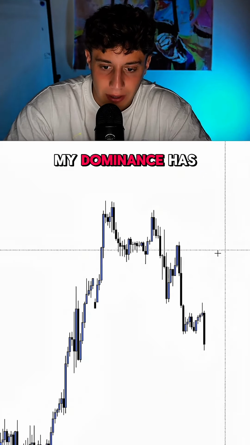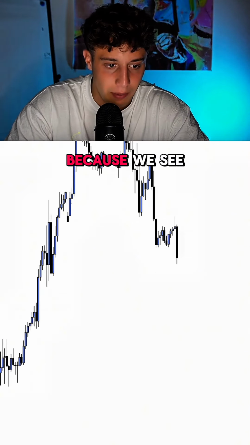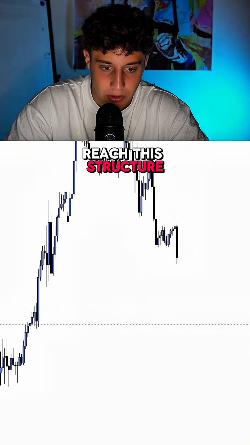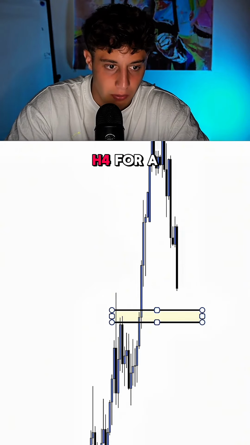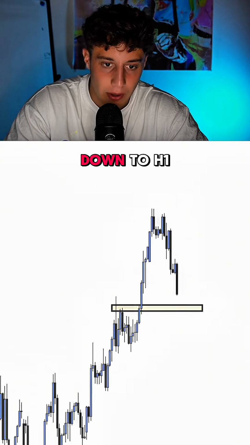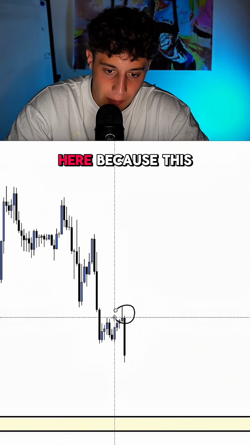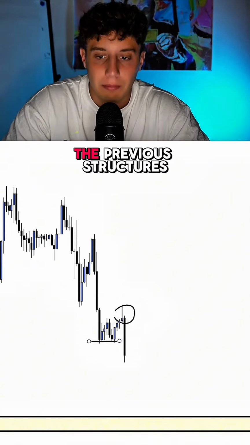First of all, my dominance has turned bearish, right? And here, how could we have entered to catch the retracement? Because we see that the market could at least reach this structure to retest it. If we go back up to H4 for a moment, we can see it better. This was the structure that the market could retest, so if I go down to H1, where could I have entered? A good area where I would like to find an entry is here, because this is where the impulse starts that breaks the previous structures.